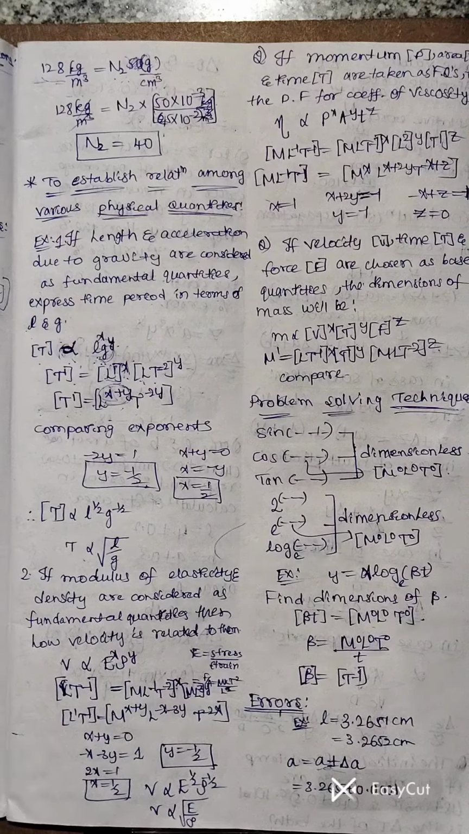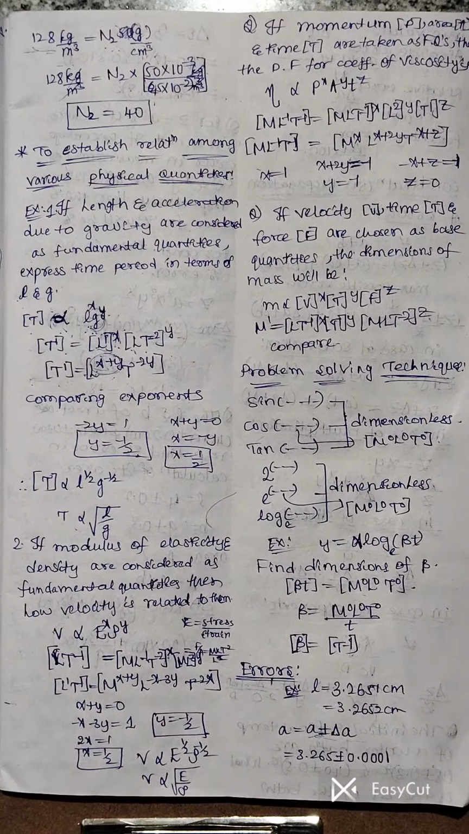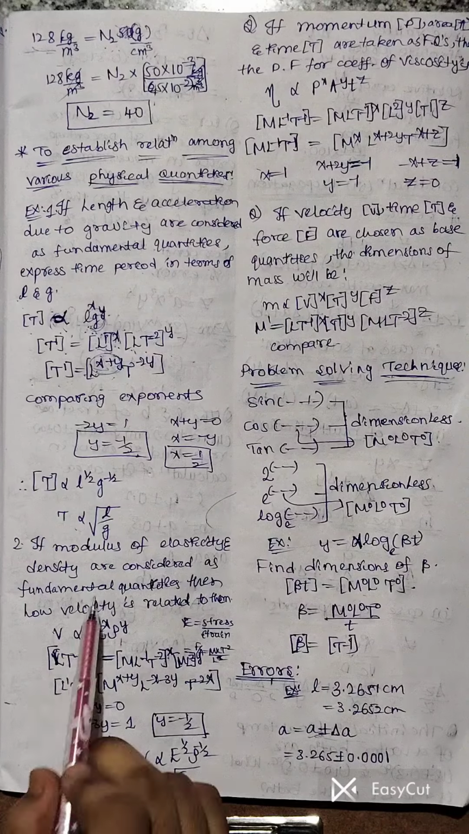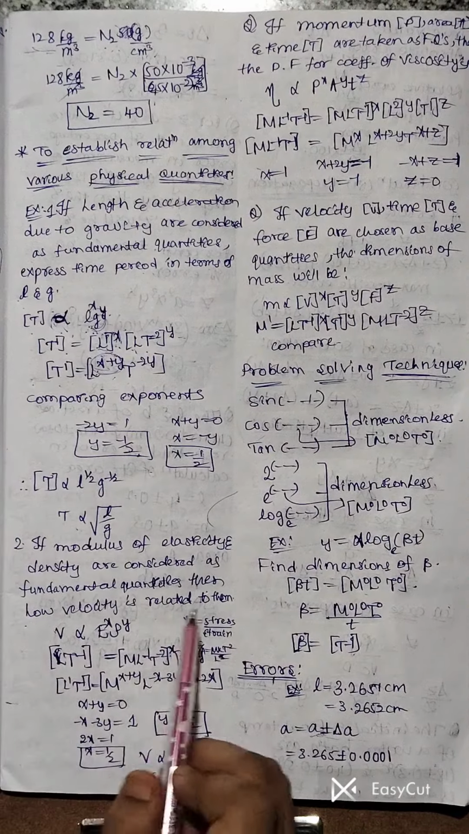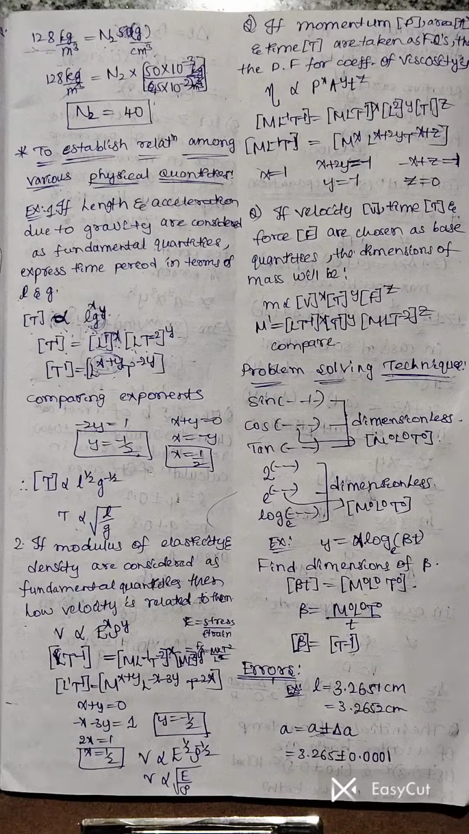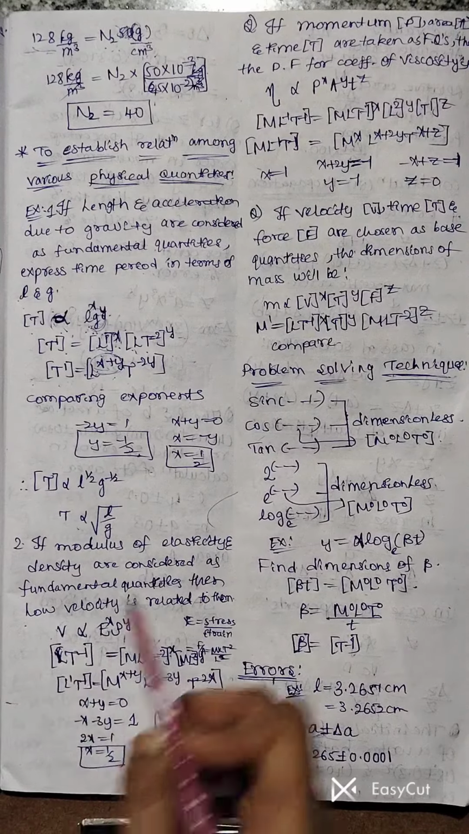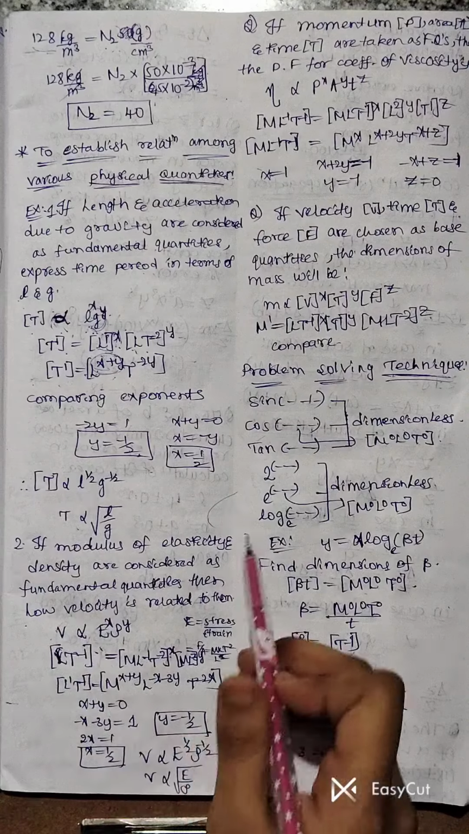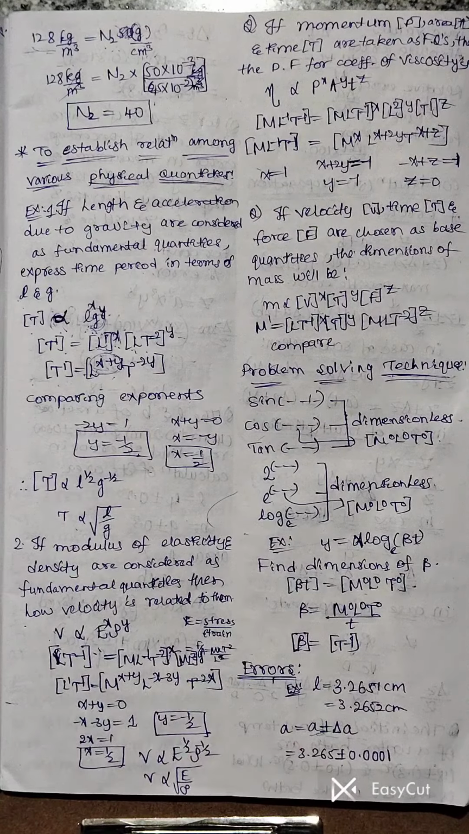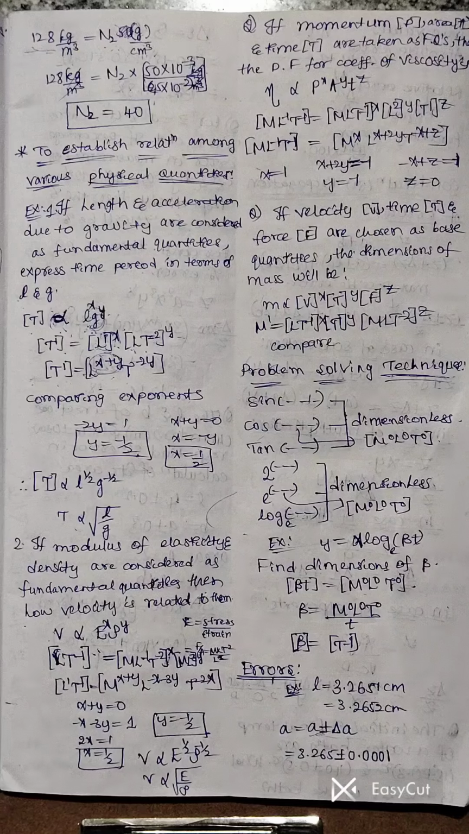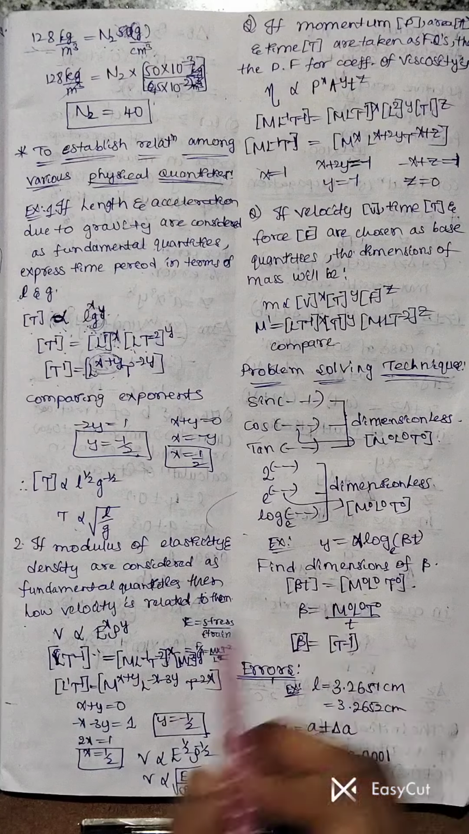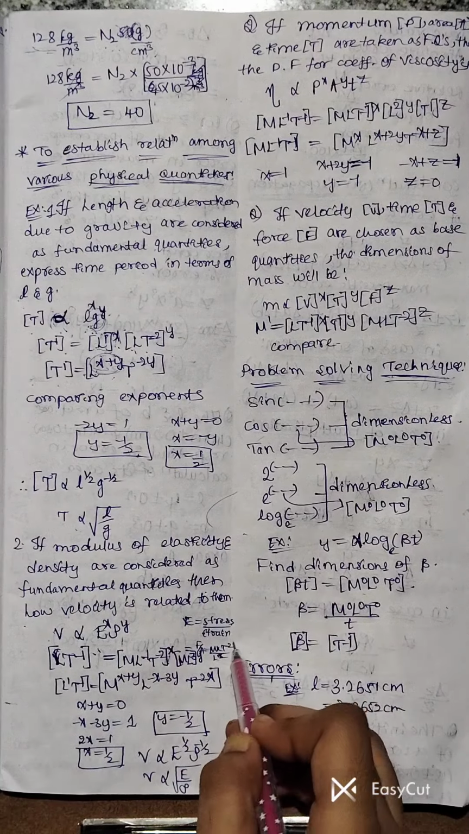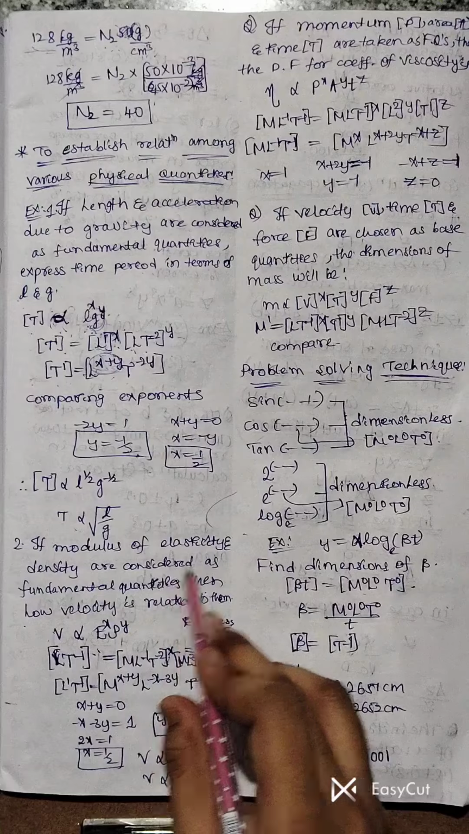Let us have a look at another question. If modulus of elasticity and density are considered as fundamental quantities, then how is velocity related to them? So here velocity is directly proportional to the modulus of elasticity as well as density. To calculate the dimensions, if you once go through revision, you will become aware of all the formulas. If you know that formula, you can easily calculate those dimensional formulas. As we know, modulus of elasticity is equal to stress by strain. By using this, we can calculate the dimensional formula for elasticity.